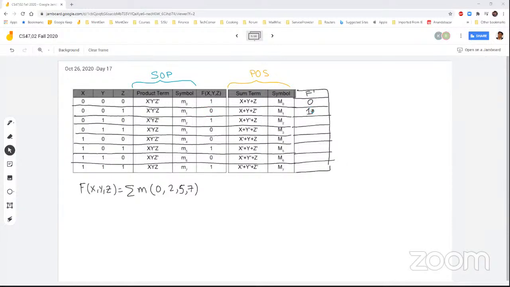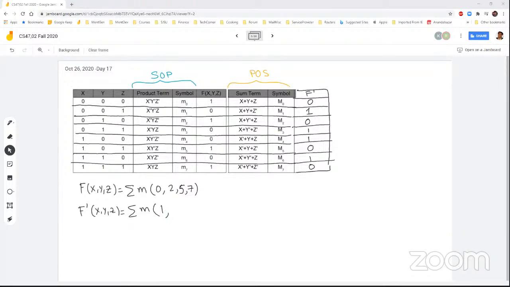So according to that, my complement function truth table would be 0, 1, 0, 1, 1, 0, 0, 1, 0, 1, 1, 0, 1, 0. Okay. So my complement function, I can write it as this thing.